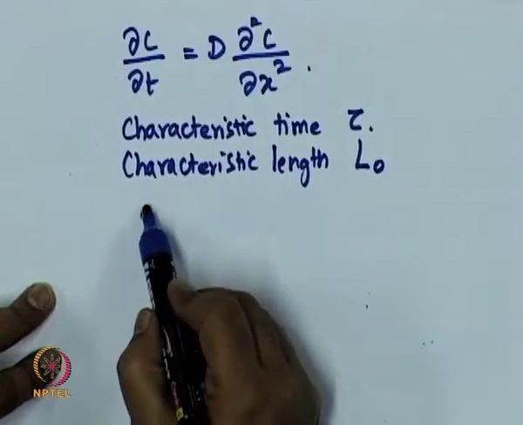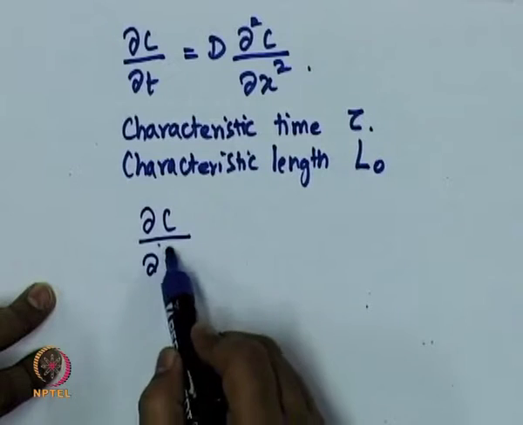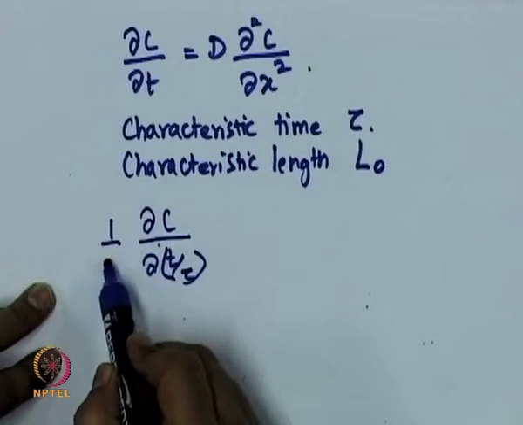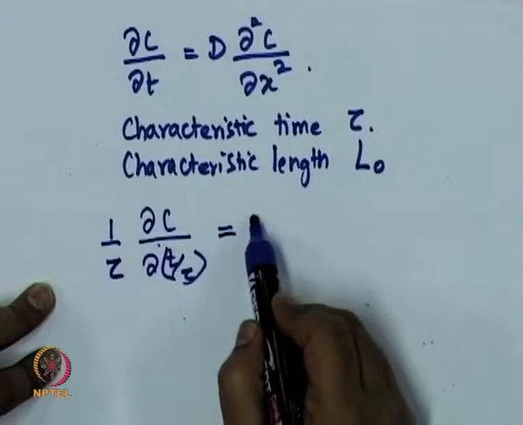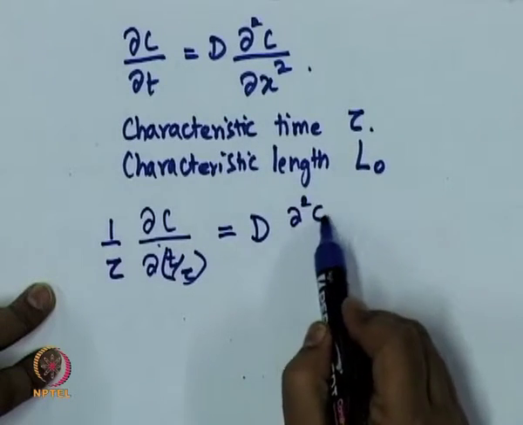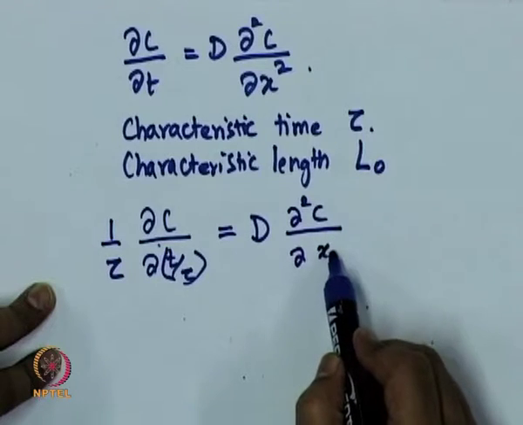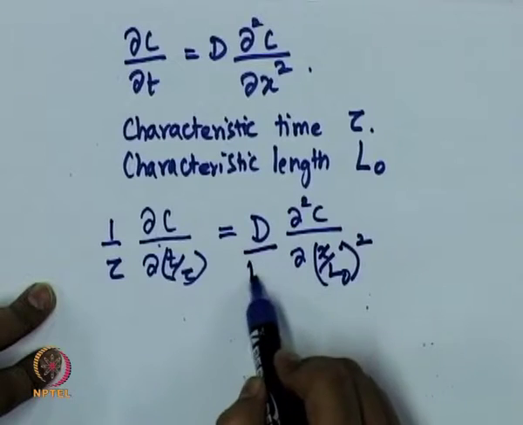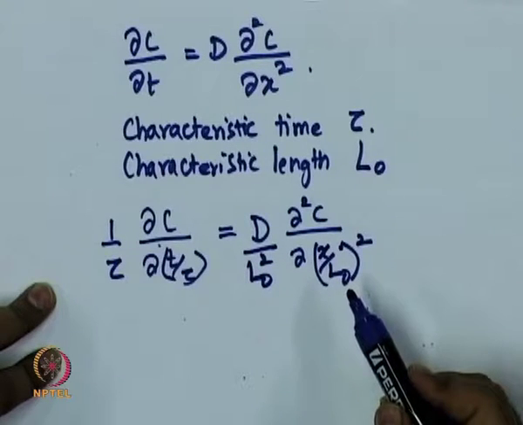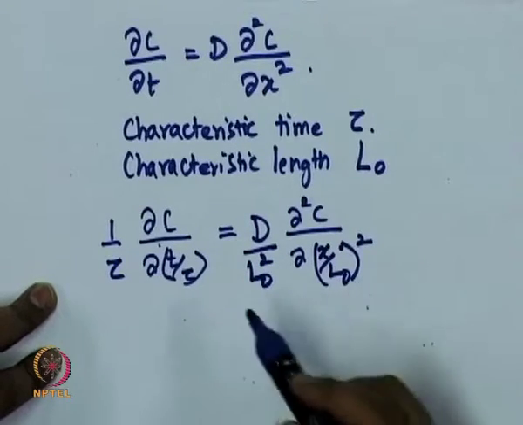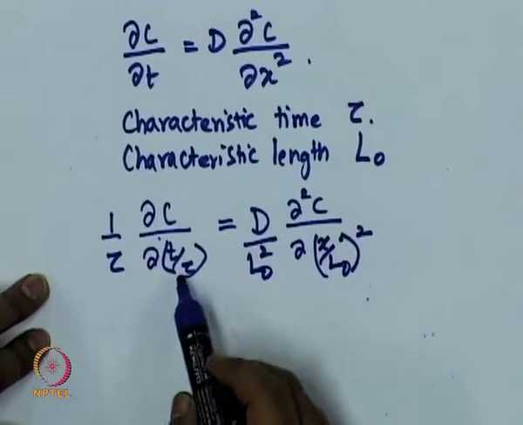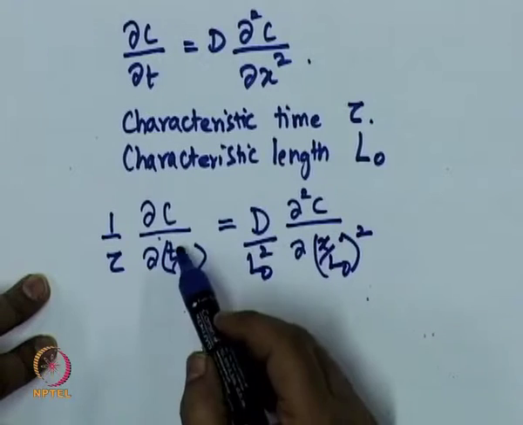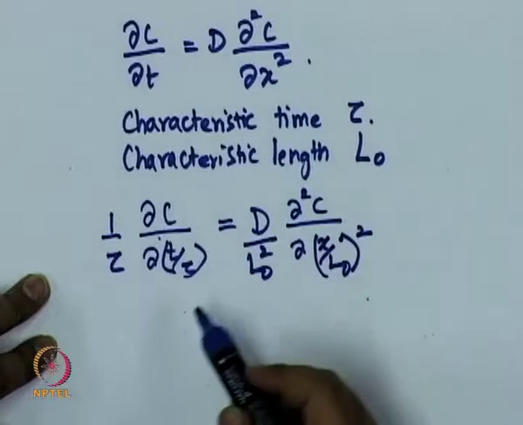So, let us do that. So, if I take dou c by dou t by tau, so I have divided by tau, so I will have 1 by tau is equal to D del squared c by del x by L naught squared. So, which means L naught squared will come here. Okay. So, let us call the non-dimensional quantities t by tau, now it is non-dimensional, it is like a number, right, it has seconds, this has seconds, so that got cancelled out.